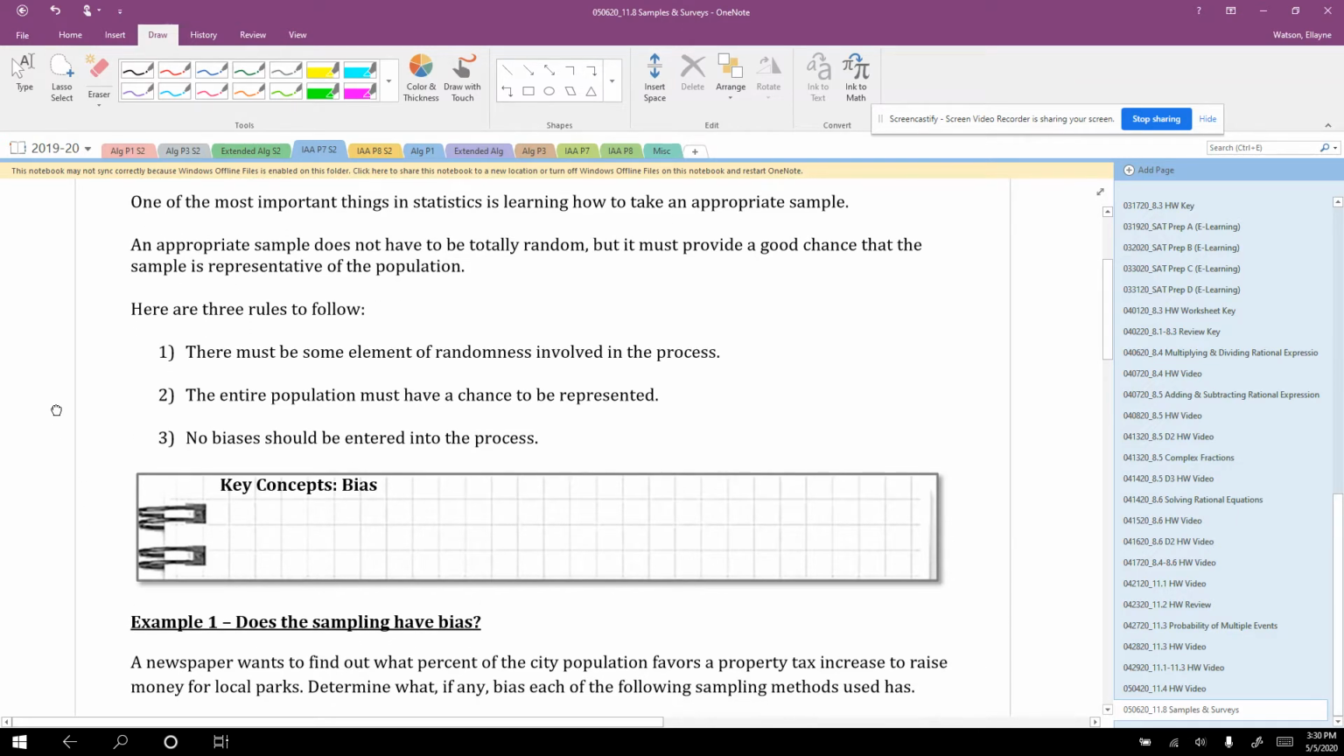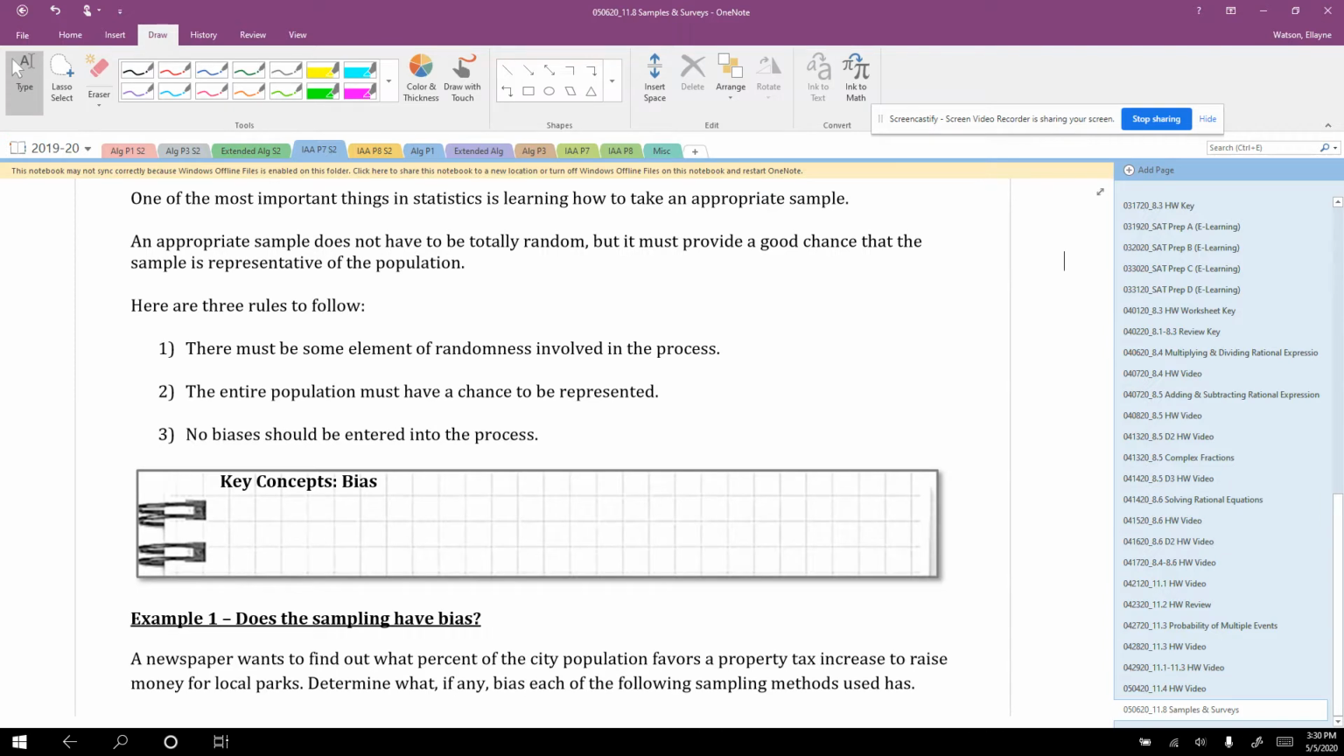A little bit of reading here. Basically, an appropriate sample does not have to be totally random, but it must provide a good chance that the sample is representative of the population. Random sampling is usually one of the better types of sampling. There's a lot of different types, and we won't go into that, but there are three rules to follow to try to have an appropriate sample. First, there must be some element of randomness. Second, the entire population must have a chance to be represented. And third, no biases should be entered into the process.